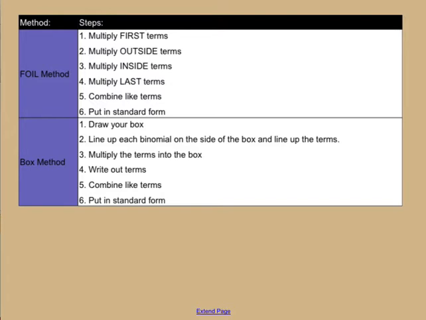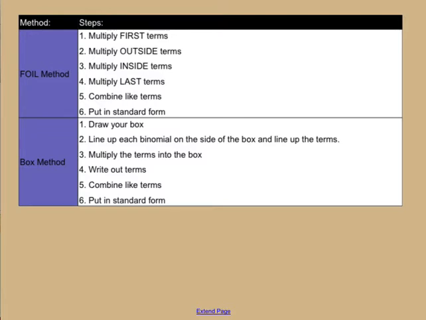Then what you're going to do is combine the like terms. So x terms get added with x terms, squared terms get added with squared terms, constants get added with constants, and so forth. Okay? And then you want it in standard form, which means your exponents go in descending order.